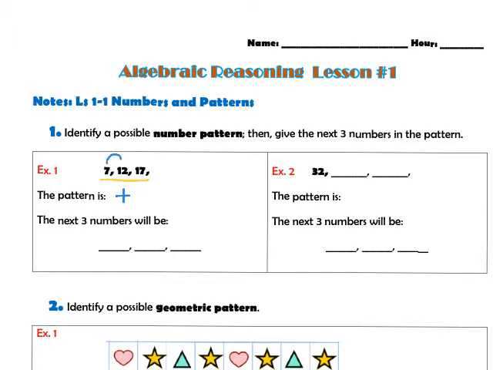So to get from a 7 to a 12 and then a 12 to a 17, I would need to add 5. I want to consider my other operations, multiply, divide, subtract, or maybe even a combination. But in this one, it seems that it is an add pattern because each term is increasing by 5. So go ahead and write the next 3 numbers. And hopefully you got the same as I did, 22, 27, and 32.